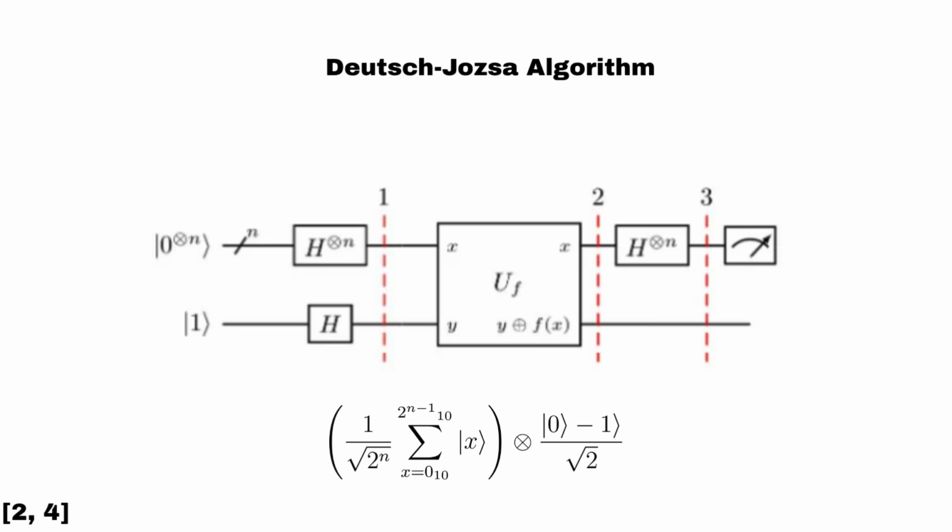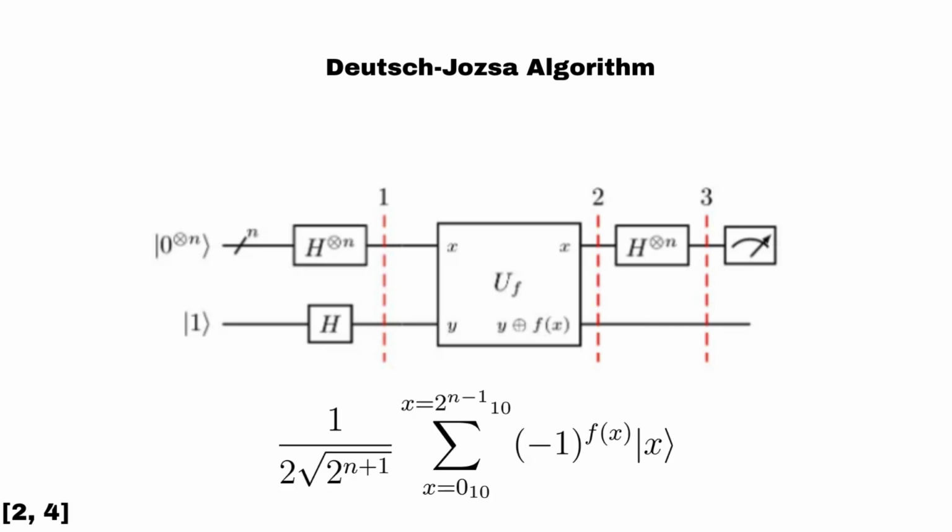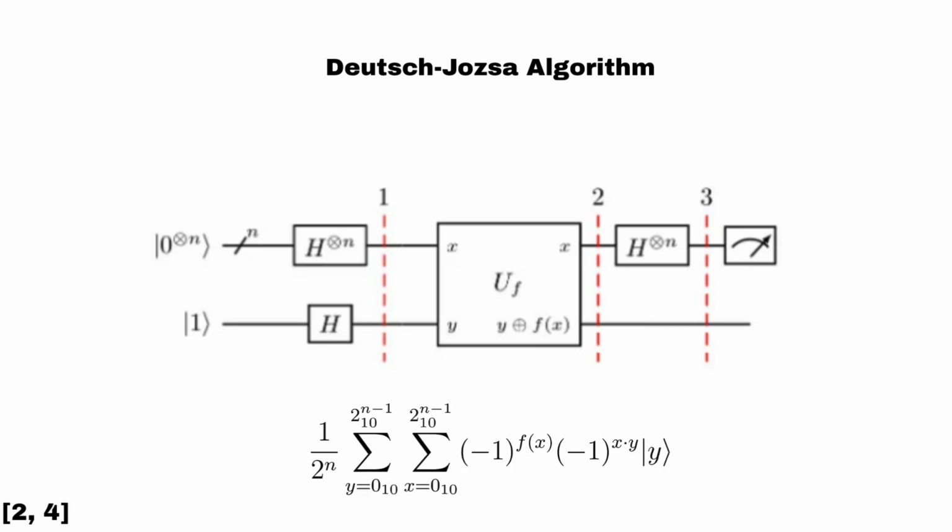The first register is initialized to ket 0 of n qubits. The second register is initialized at ket 1. This is done using an X gate, or a NOT gate. First, we apply a Hadamard gate to each qubit of both registers. Then, we apply the quantum oracle of our choosing to test whether it is a balanced function or a constant function. Thirdly, we apply a Hadamard gate to each qubit of the first register, then perform a measurement.